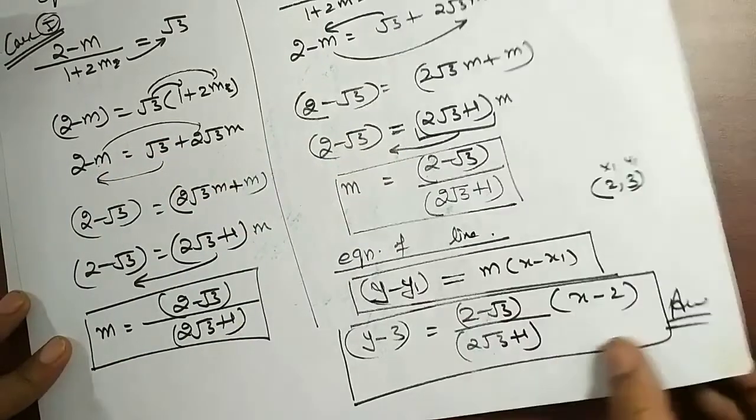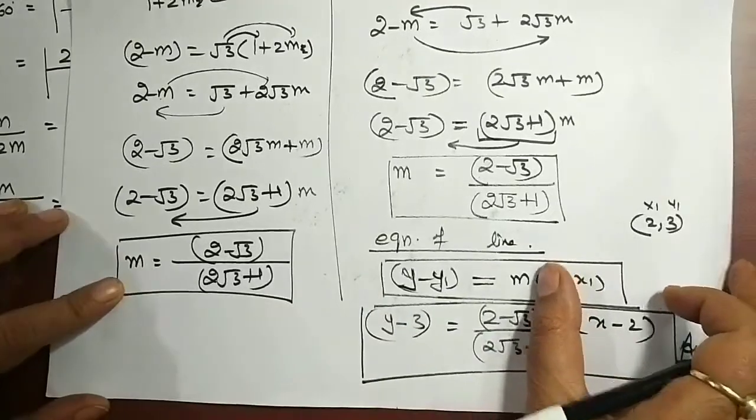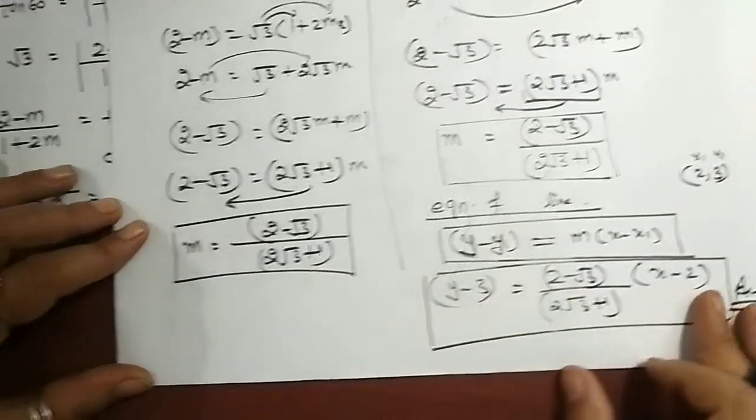Now in this case, if m is this, the point is still the same. The point is still 2, 3. So what will be the equation, guys?